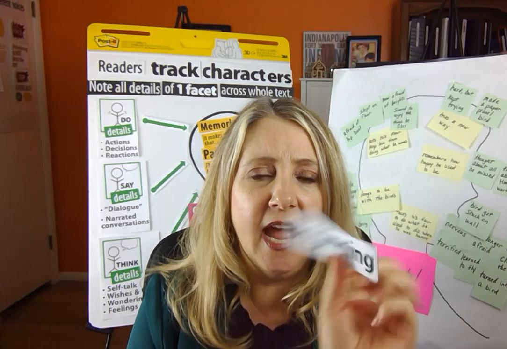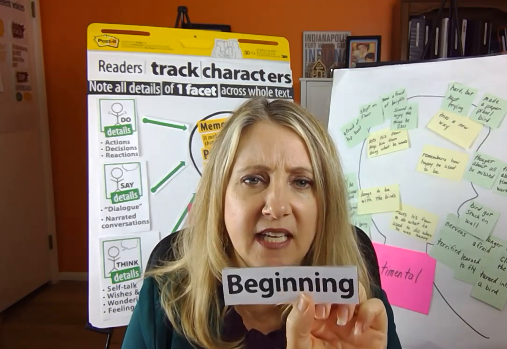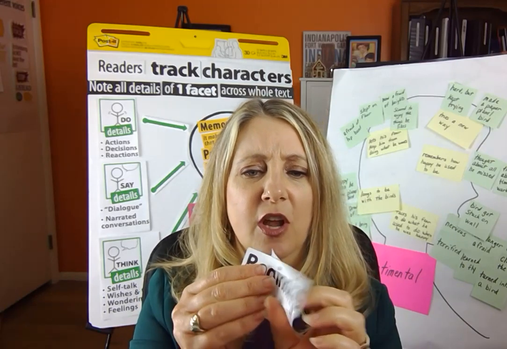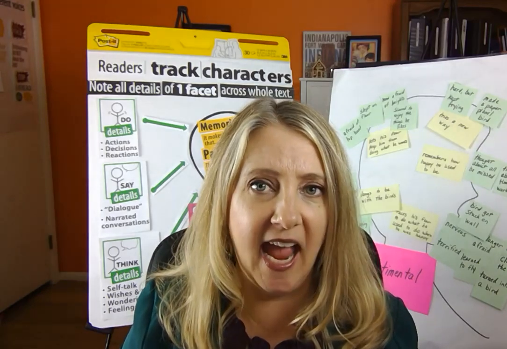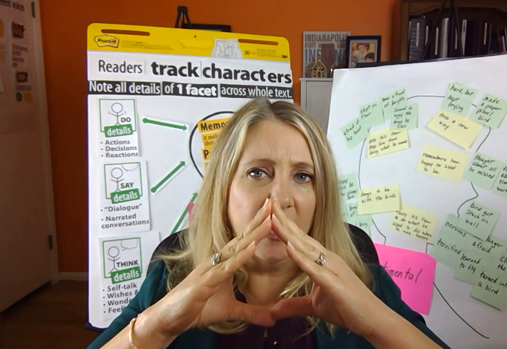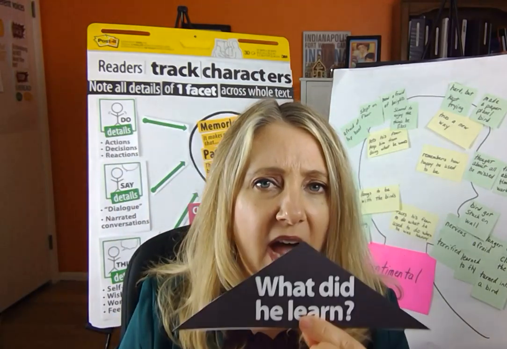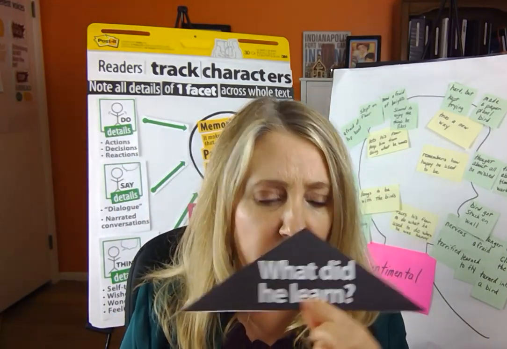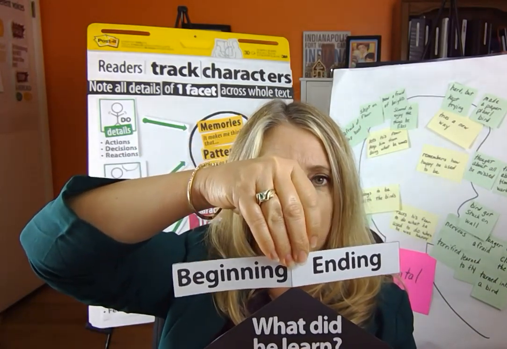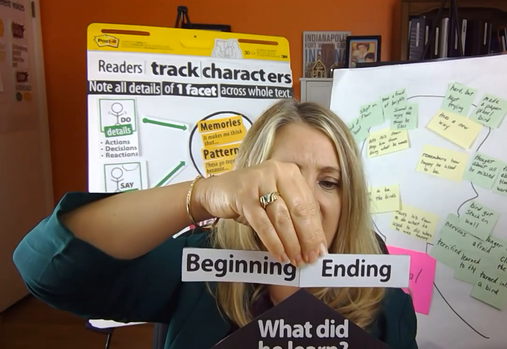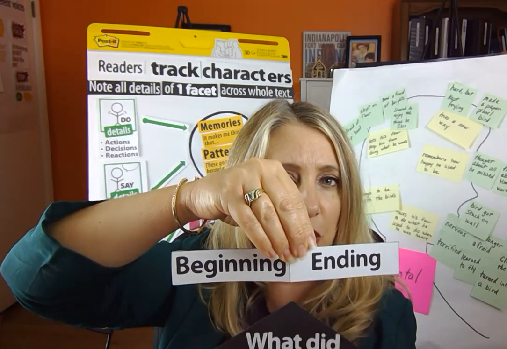Okay, so how do we know what makes them change from beginning to end? What makes them change? Well, it's this part right here. And it's actually a little triangle. Okay, let me show you. So what did the character learn? You see, it's easy to figure out how they changed. They're one way in the beginning and another way at the end. What's more difficult is to figure out what did the character learn.